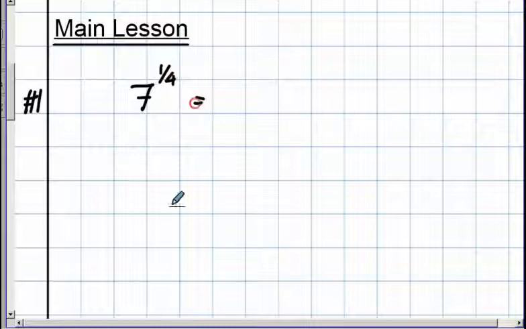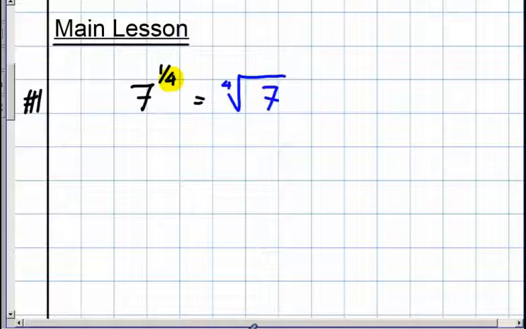The advanced laws of indices. We'll just run through these. We've covered them before, but just a quick resume. Here we go. 7 to the power of a quarter. If there's a fraction, the denominator, that's the bottom number, tells you what root. Okay? So in this instance, you would be finding the fourth root of 7.